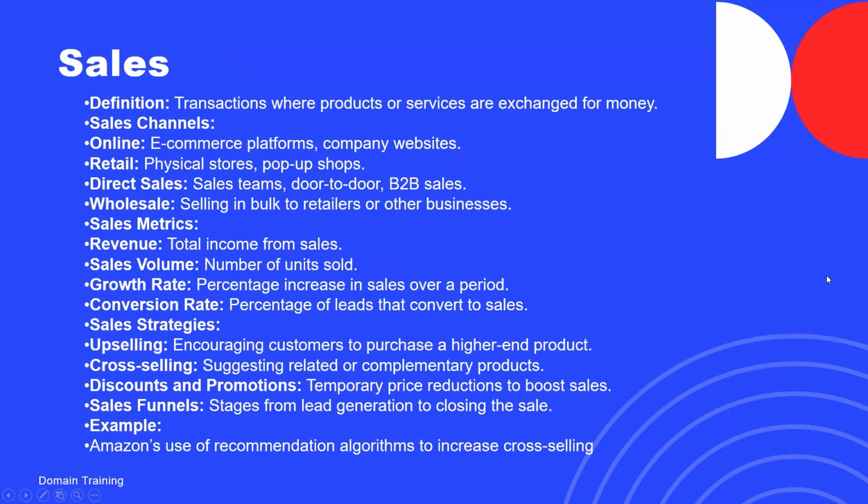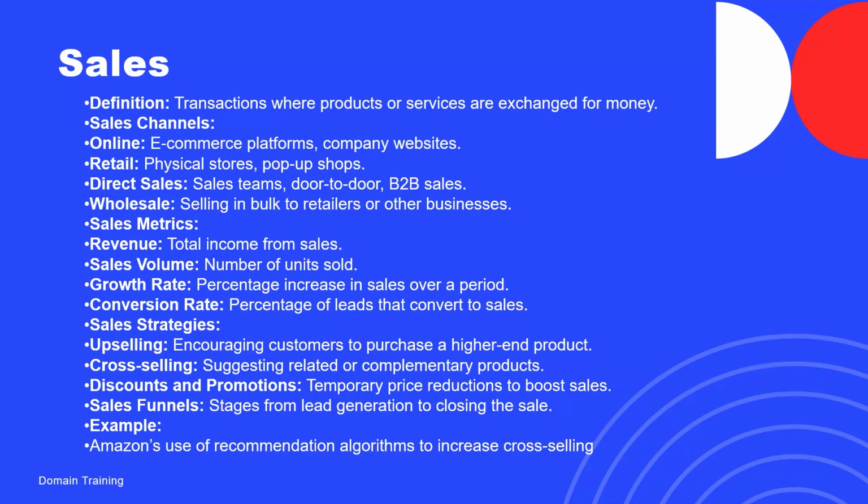Right? Next is the sales. The definition of sales is transactions where a product or service is exchanged for money. Very straightforward. So what are the sales channels? Under online, you have e-commerce platforms, company websites. Under retail, you have physical stores, pop-up shops, and you have your direct sales teams, door to door, B2B business. I don't think there is much door to door nowadays. It's more about e-commerce to door.